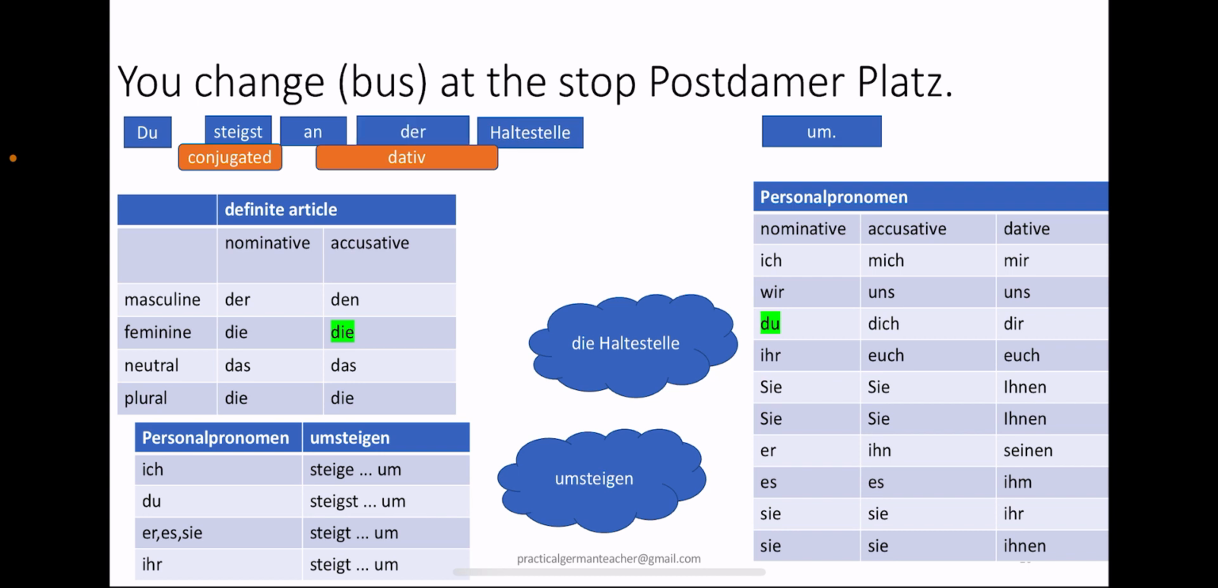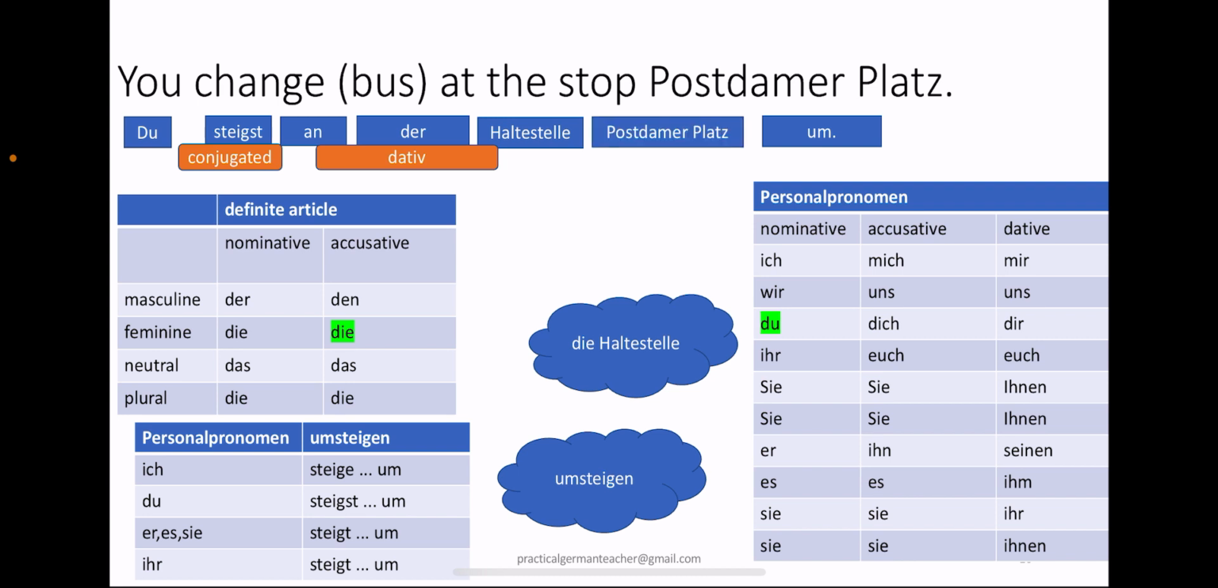And the correct preposition, I think there was a mistake in the table. Yeah, so here what comes after an must be in dative format. I apologize for that. So what comes after, it makes more sense, an. So du steigst an der Haltestelle um. Yeah, so this table is not complete. The table on the left about definite articles, you also need the column for dative, but I believe by now you know that it is der Haltestelle.